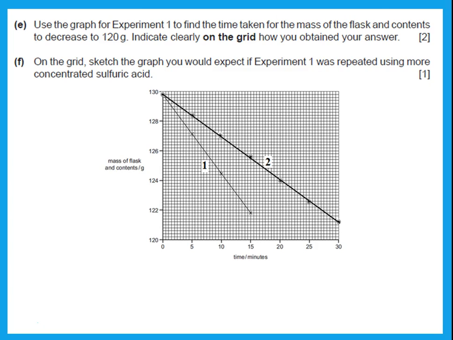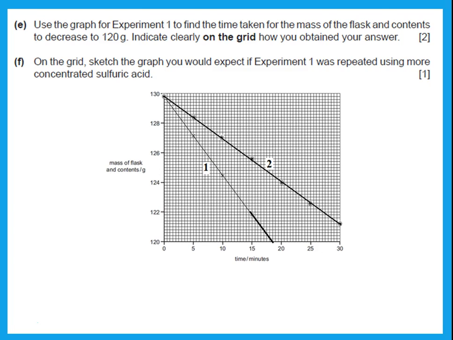So he wants the time taken for the mass of the flask to decrease to 120. Where is 120? We're talking about experiment 1. The graph for experiment 1 is not reaching 120, so I have to extend the line to 120. That is what he means by indicate clearly on the grid. And then I read off the time. If I read the time from there, the time is 18.5 minutes. Were you able to get that?